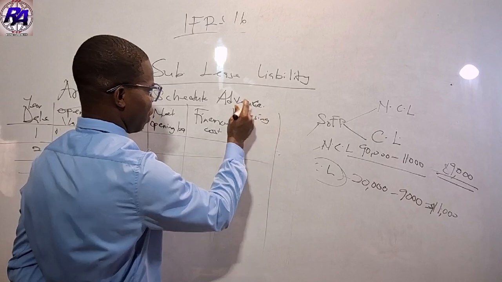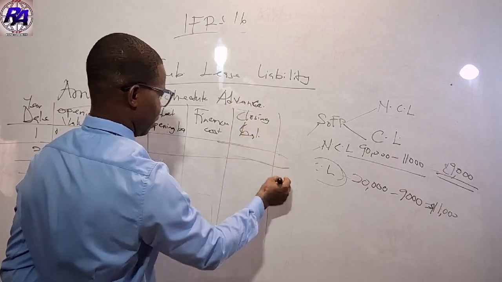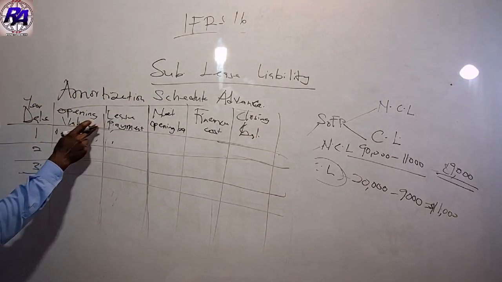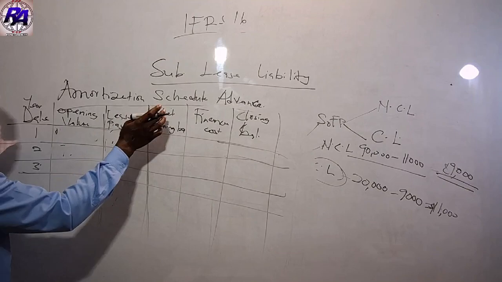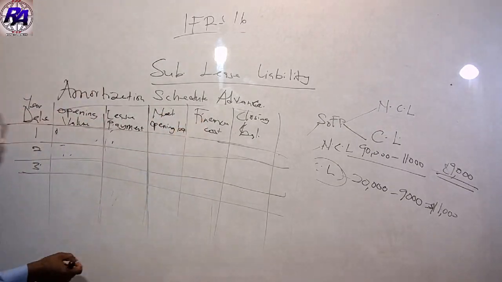So this is the situation when the payments are in advance. This is the table. It's your opening value. We less our lease payment. Then net opening balance. Then we have our finance cost. So let's take another example here.